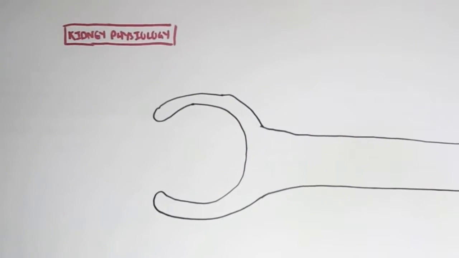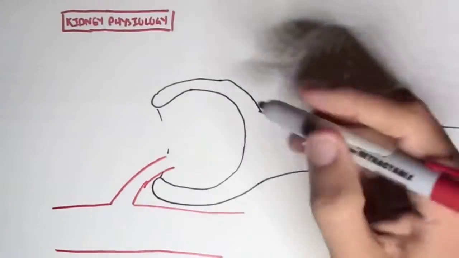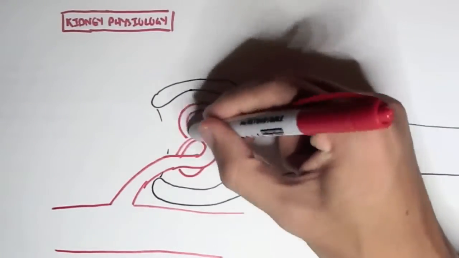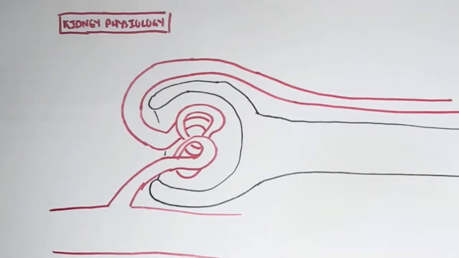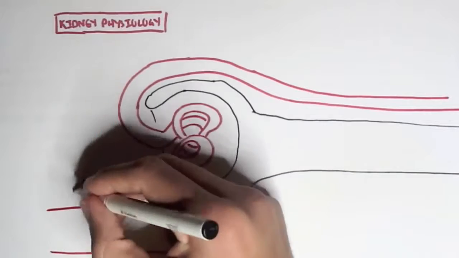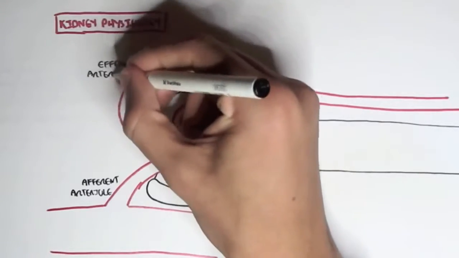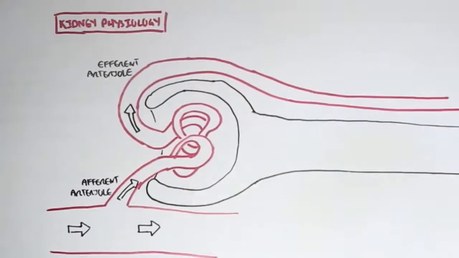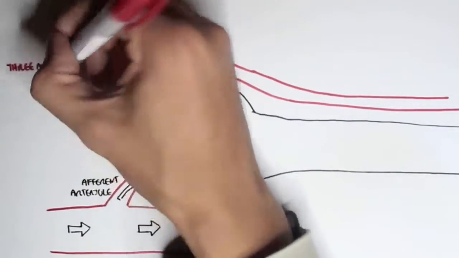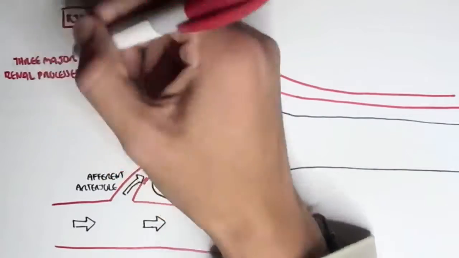So now let's look at the kidney physiology and how urine is produced and how it monitors everything at the same time. So here we have a nephron from the Bowman's capsule to the end. And here we have the blood vessel coming in, the afferent arteriole coming into the Bowman's capsule, and the efferent arteriole leaving out. Now let's look at the three major renal processes.